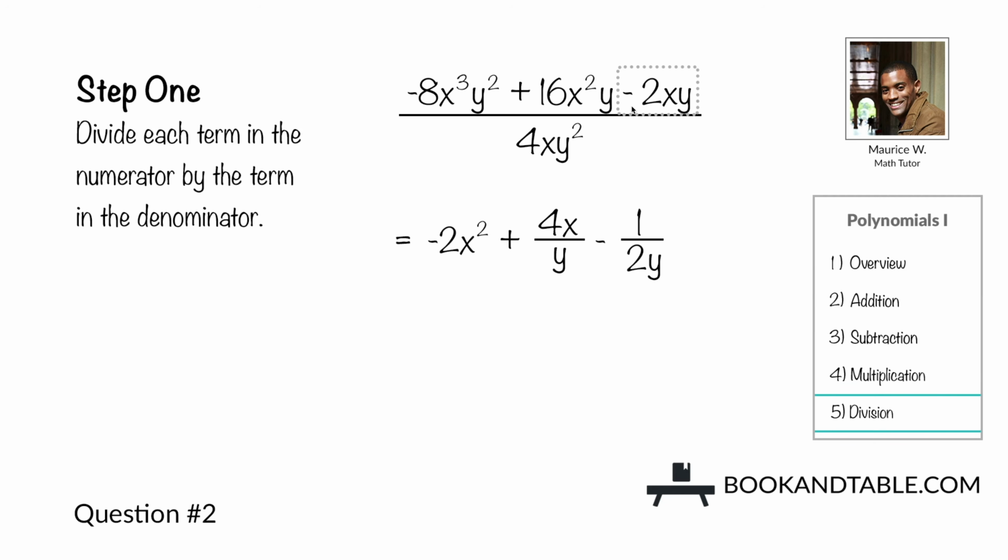And then we have negative 2xy divided by 4xy squared, giving us negative 2 divided by 4 is negative 1/2. X divided by x cancel each other out. And y to the 1 divided by y to the 2 is equal to y to the negative 1, which is equal to y to the positive 1 in the denominator. So the quotient is equal to negative 2x squared plus 4x over y minus 1 over 2y.